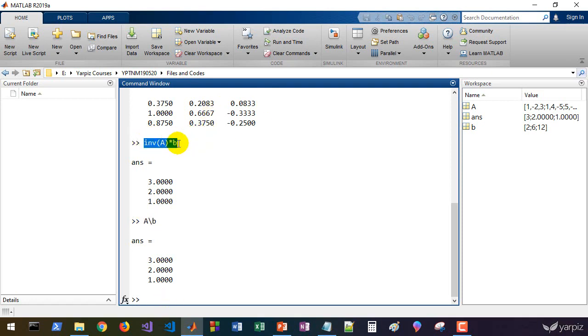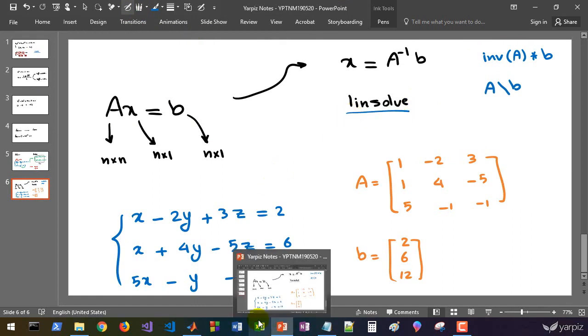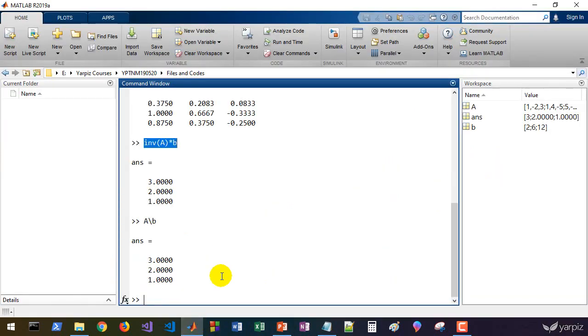So we can solve this by calling one of these methods. So inverse of A times b, or b divided by A, but A is multiplying from left hand side, or using the linsolve function, the built-in function to solve the system of linear equations.